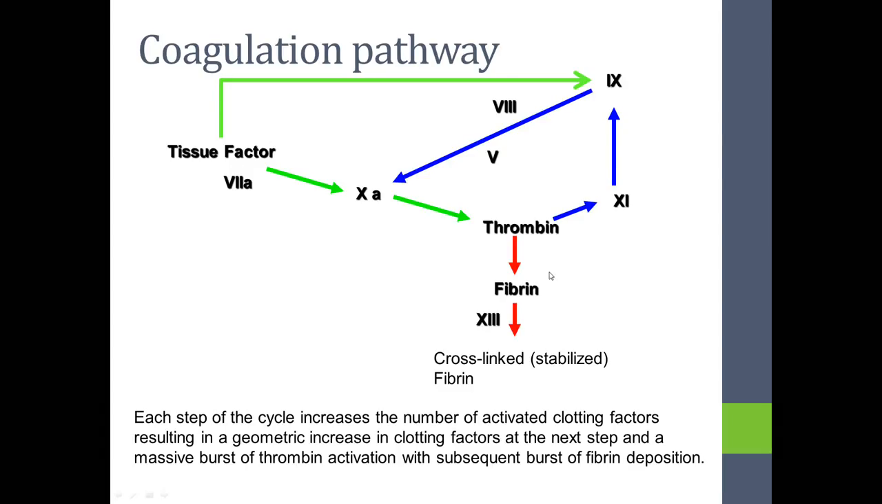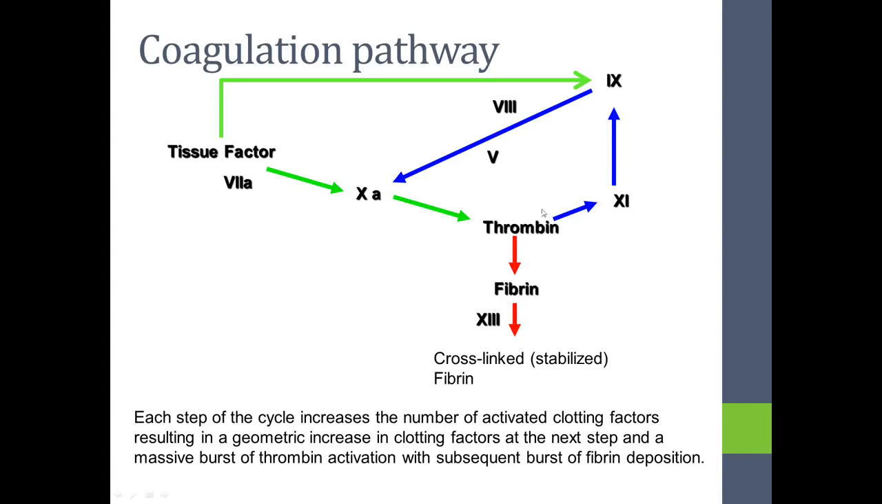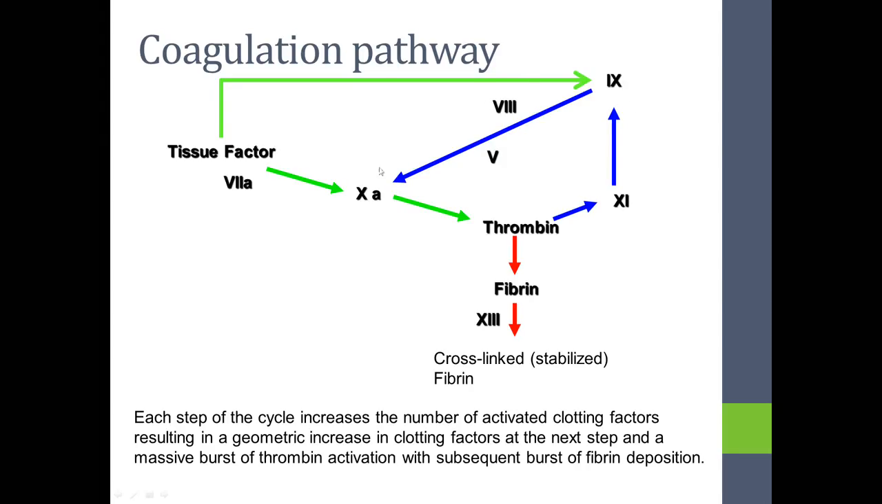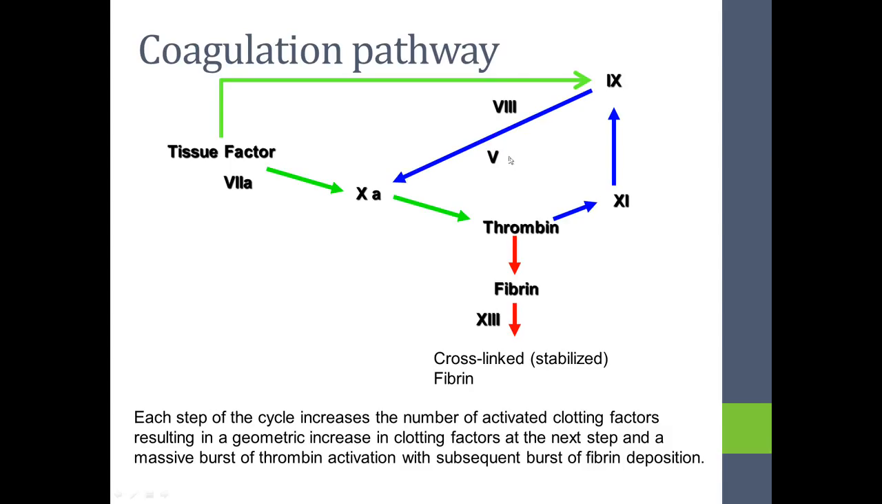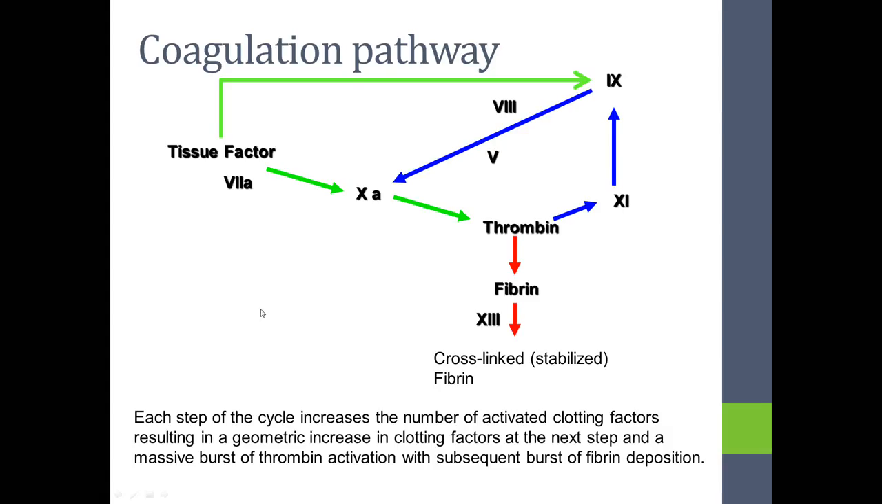This process is amplified by the blue loop, and thrombin activates factor 11, which activates more 9, and the combination of 8 and 9 activate more 10, and then 5 is activated as well, and the combination of 5 and 10 activate even more thrombin, which results in more fibrin and a burst of activity of both thrombin and fibrin.